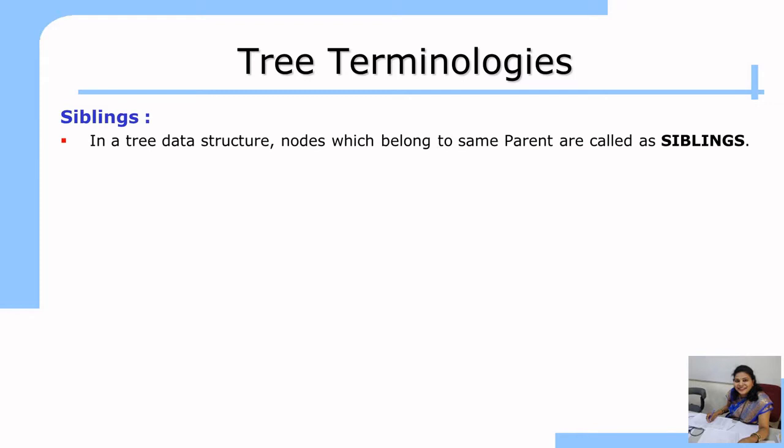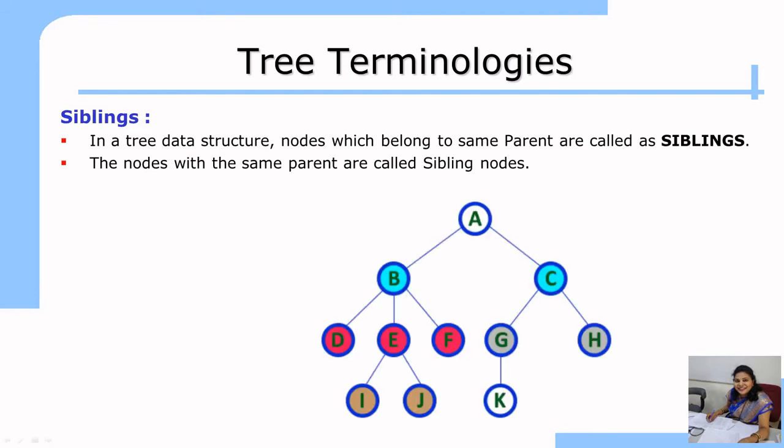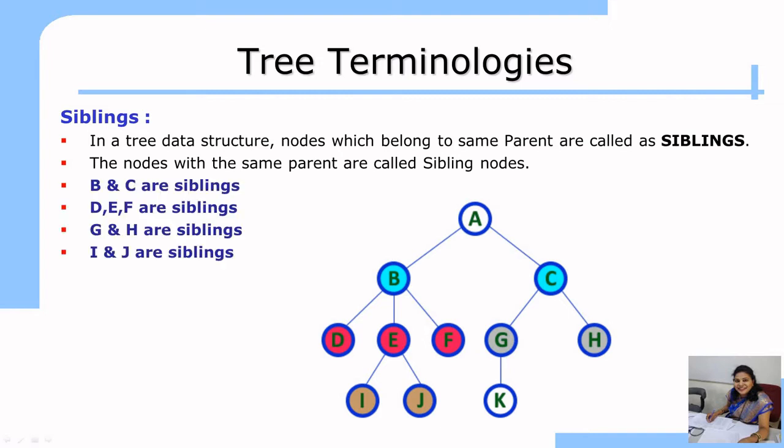Next terminology is a sibling. So sibling is something like sisters and brothers. So in tree data structure, nodes which belong to the same parent are called as the siblings. The nodes with the same parent are called as the sibling nodes. So you can see that B and C both have the common parent A. So B and C are the siblings of each other.